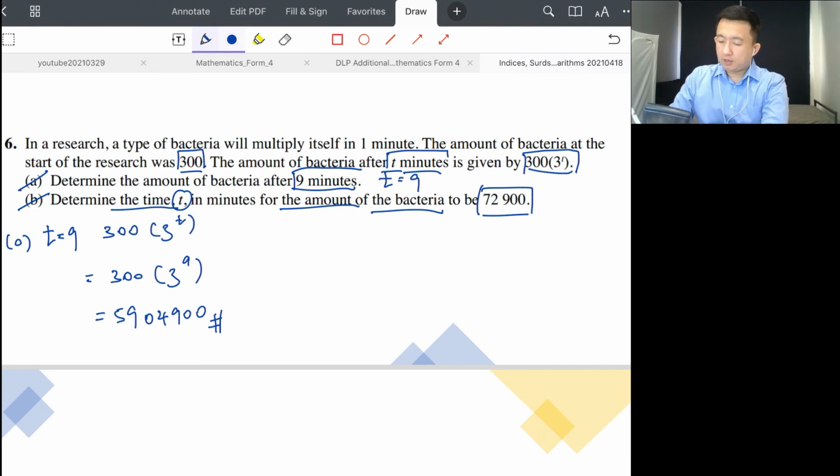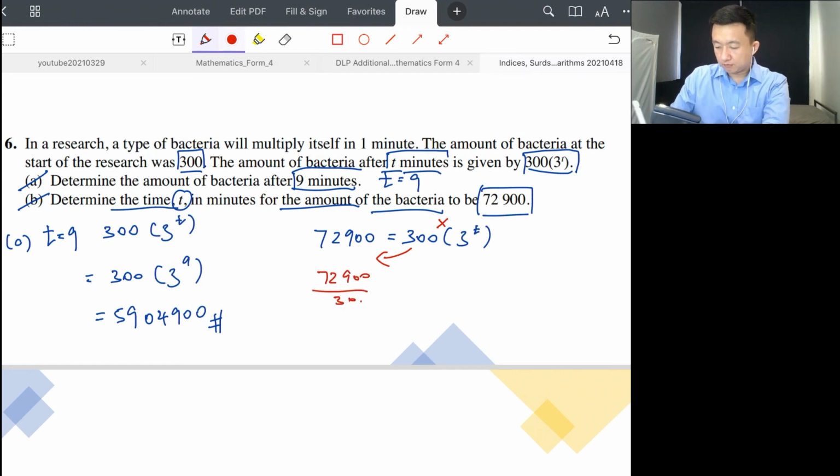Okay, it's fair enough. You can use the formula. You need to find the time. So time should be something that's unknown here. How do you find the value of t? Brackets, this is multiplied. So you move it here. What do you have? You have 243.